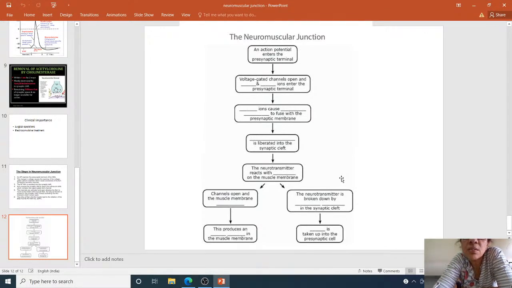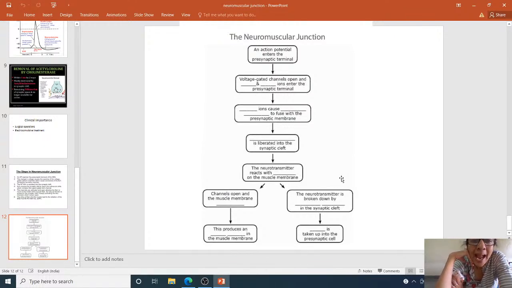Calcium ions cause synaptic vesicles to fuse with the presynaptic membrane. It's all happening in the terminal button. Acetylcholine is liberated into the synaptic cleft. The neurotransmitter reacts with receptors on the muscle membrane. The neurotransmitter is reacting with what? These receptors: ligand-gated nicotinic acetylcholine receptors on the muscle membrane.